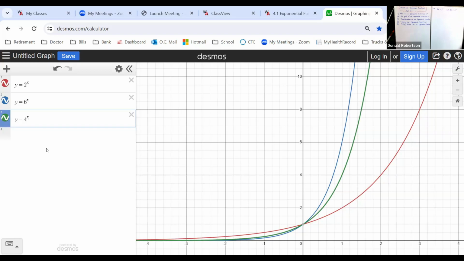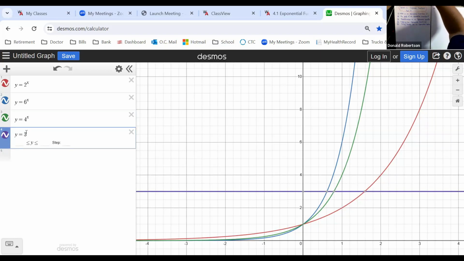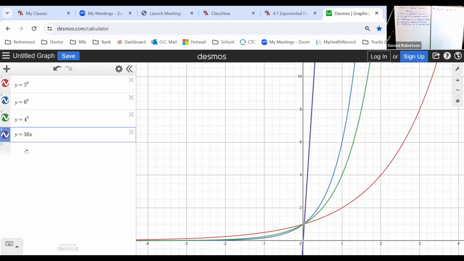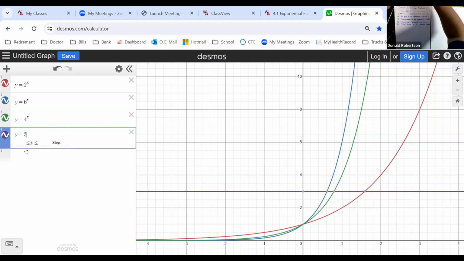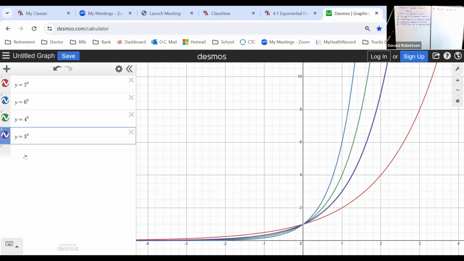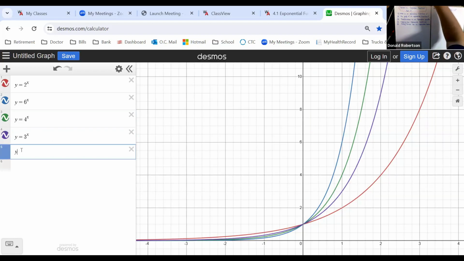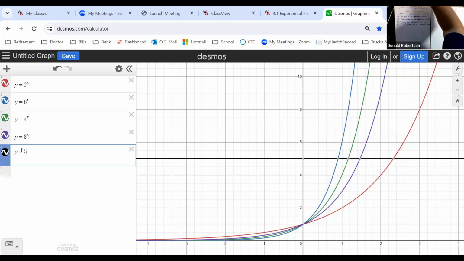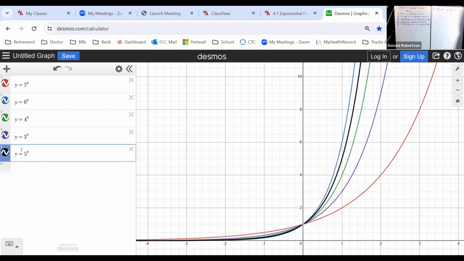In fact, if I put in 3 to the power of x, there we go. And which ones have I still to do? 5 to the power of x. Yeah. 2 to the power of x, 3 to the power of x, 4 to the power of x, 5 to the power of x, 6 to the power of x. They all have the same shape, right? They all look like the children's slide. They all have a horizontal asymptote on the left here of y equals 0.